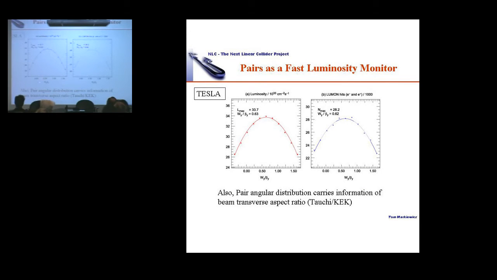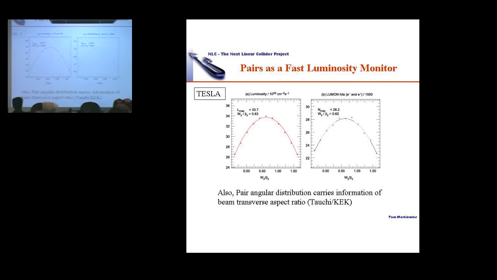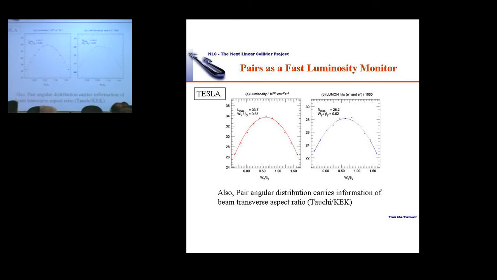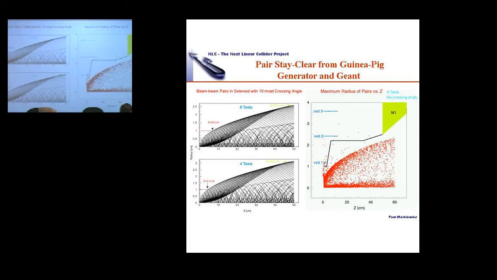Because this stuff is proportional to luminosity, you can actually use these pairs as a luminosity monitor, and that's actually planned for. There's been nice work originated by Tauchi and now supported by work at the University of Hawaii to build monitors that would use these pairs as a measurement of luminosity.